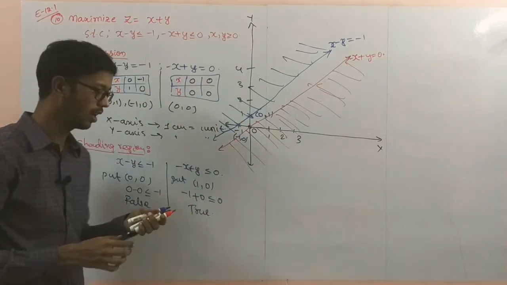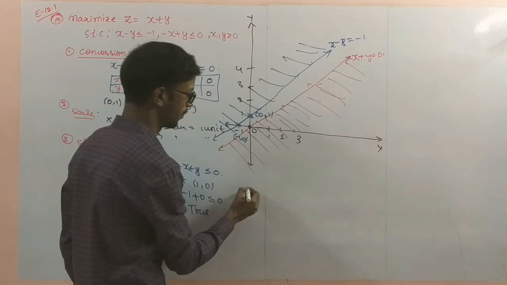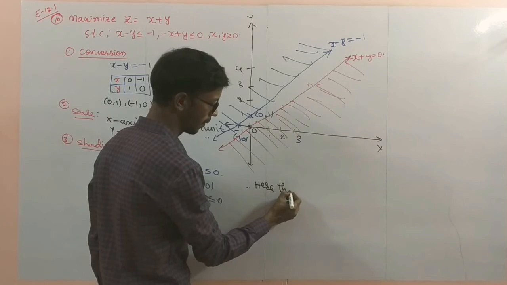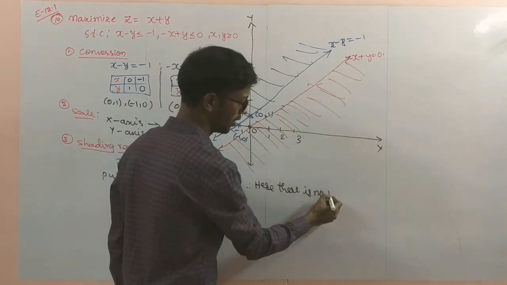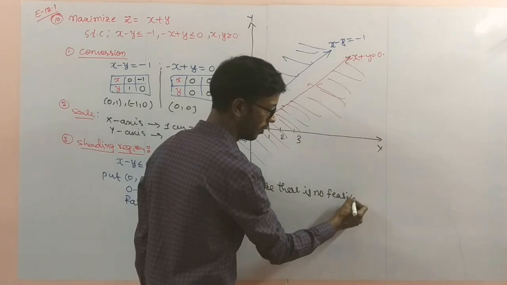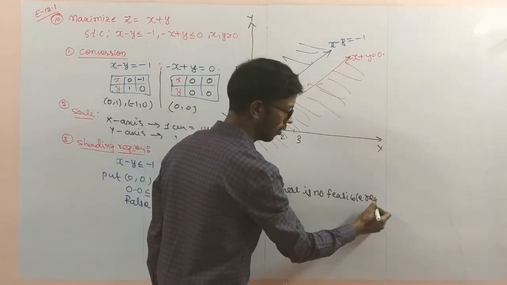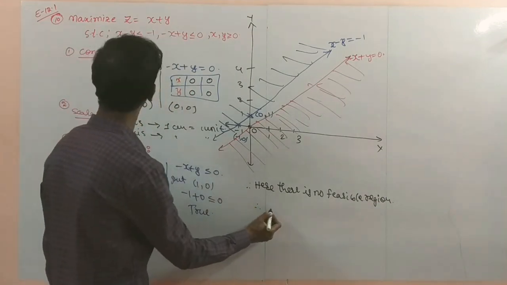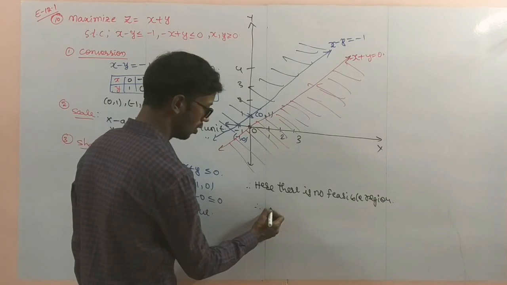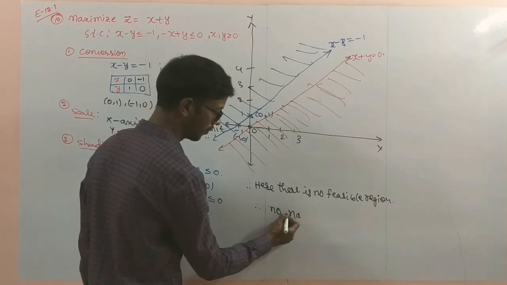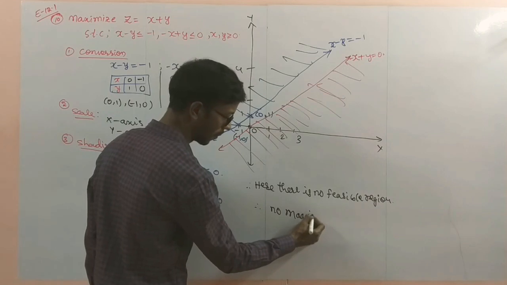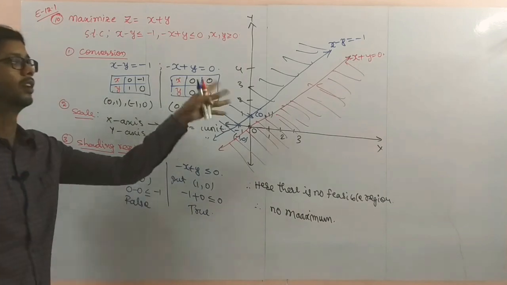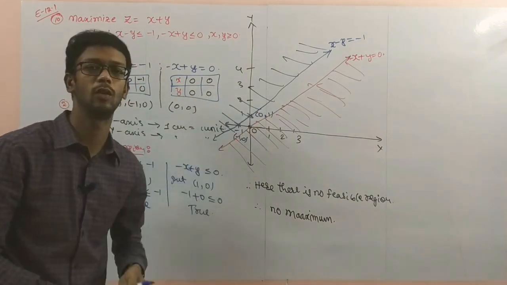Is any common region there? Here you have to conclude there is no feasible region. Therefore, no maximum. There is no maximum value. There is no feasible region, so that's why there is no maximum value.